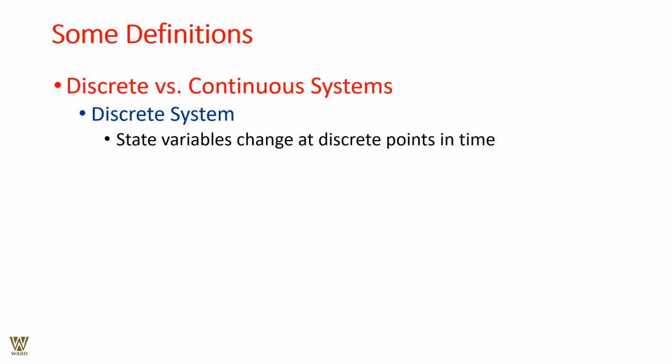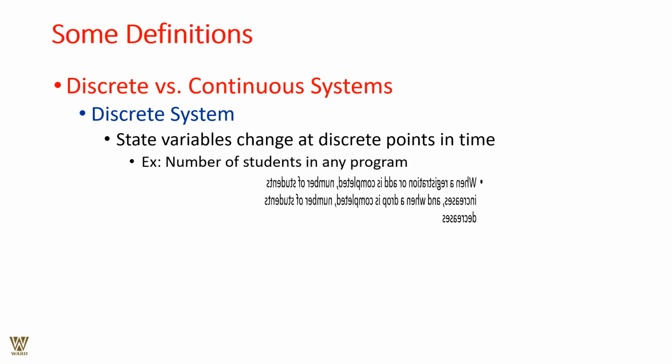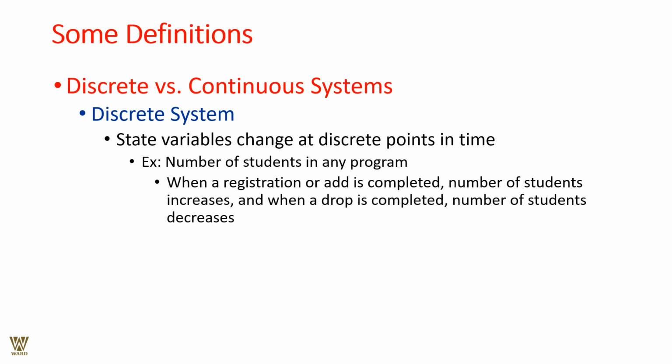Let me talk about discrete versus continuous systems. In discrete systems, the state variables change at discrete points in time. We are talking about the number of students in any program. When a registration or add is completed, let's say the number of students increases. When a drop is completed, the number of students decreases. Now these are discrete systems, which tells me the variable changes at certain points of time.